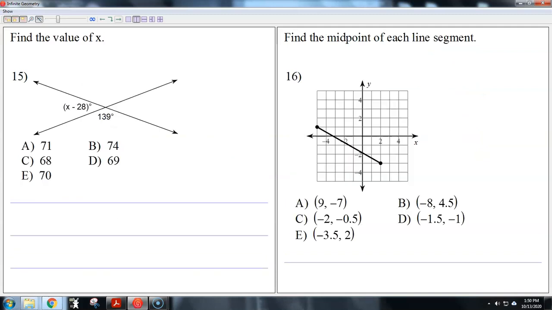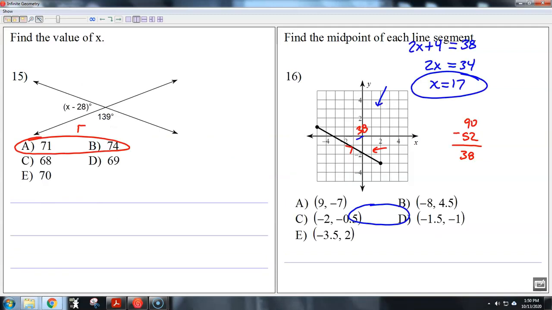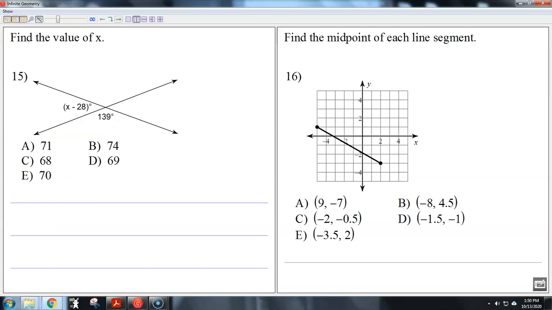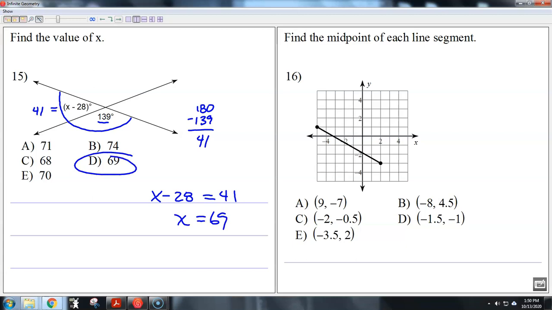All right, 15 and 16. Two angles that form a linear pair, they got to add up to 180. So I'm going to do 180 minus 139. I get 41. So this angle over here needs to come out to be 41. So when is x minus 28 going to equal 41? Add 28 to both sides. X equals 69.